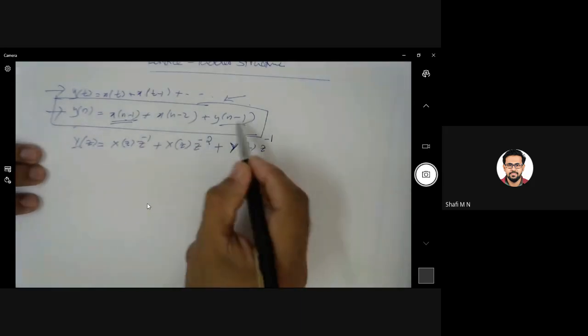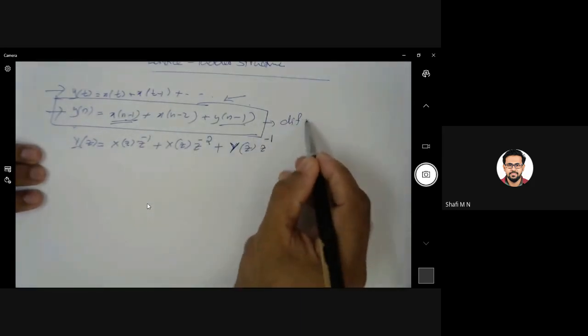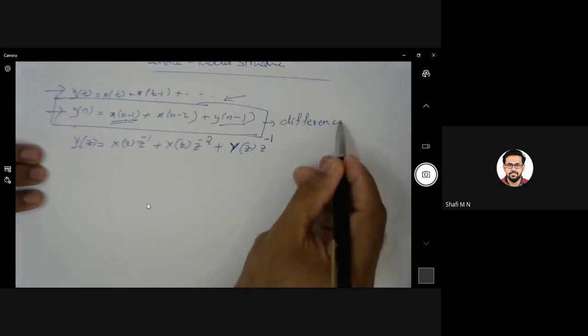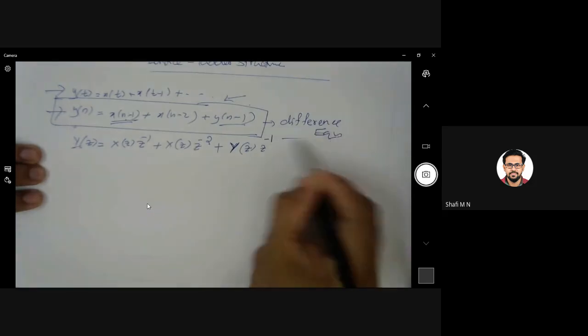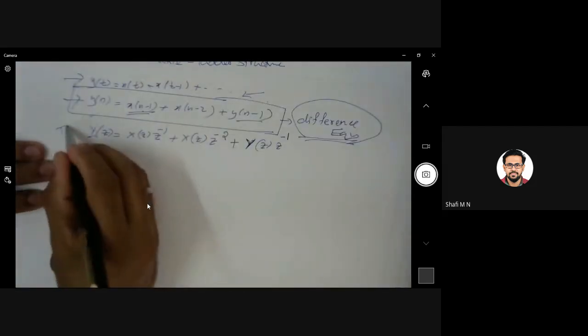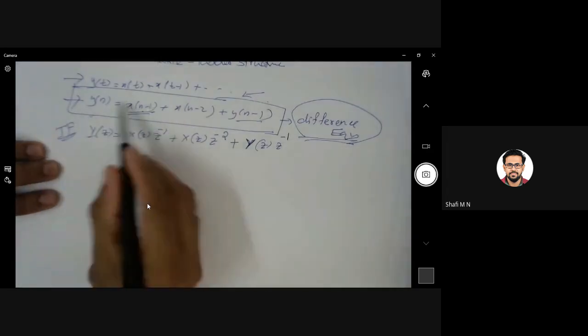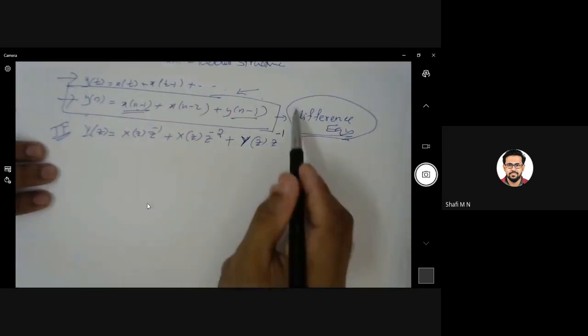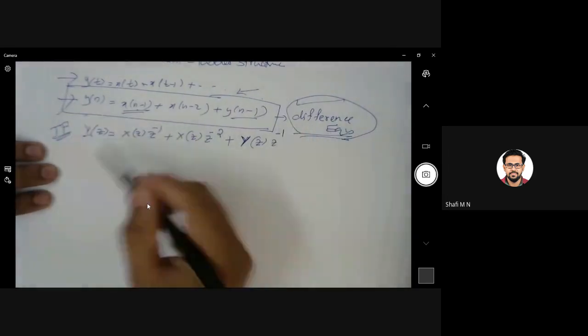Transfer function added. This is the difference equation. And this is the corresponding transfer function. This system can be represented using a difference equation or a transfer function.